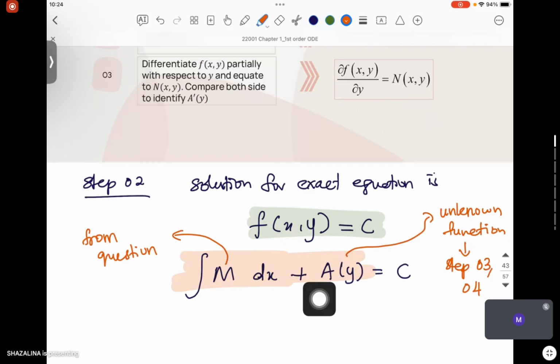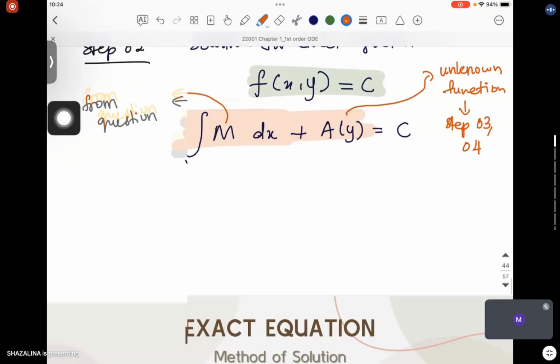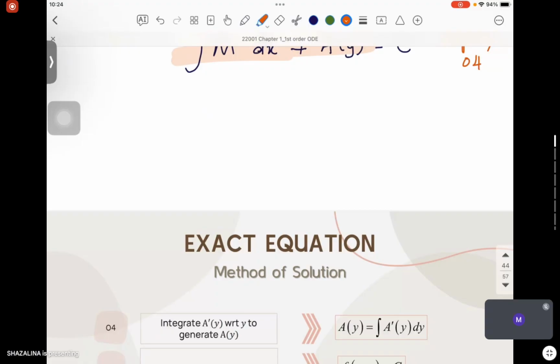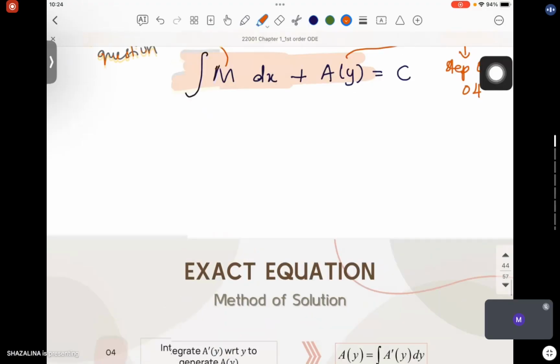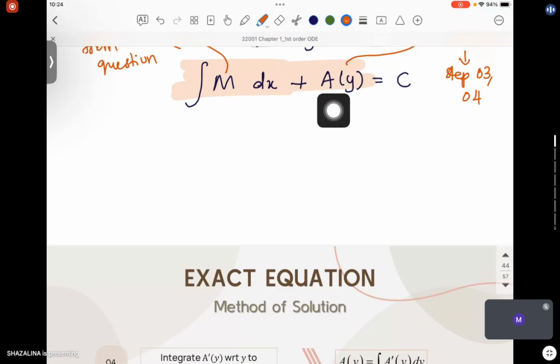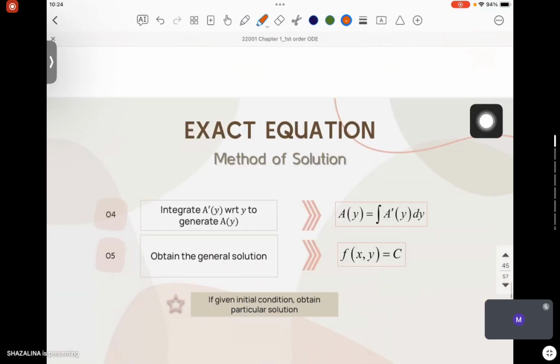After that, sini nampak integration, the operation. But for the a(y), this is a function. When you differentiate partially, a(y) will become a prime y. So when we compare with N, we can identify the a prime y. Okay, dah dapat a prime y, nak buat apa? Alright. Kita nak cari a(y). We want to find out what is the a(y) from the a prime y. Okay, step number 4, integrate the a prime y with respect to y to generate a(y). So integrate lah a prime y untuk dapatkan a(y).